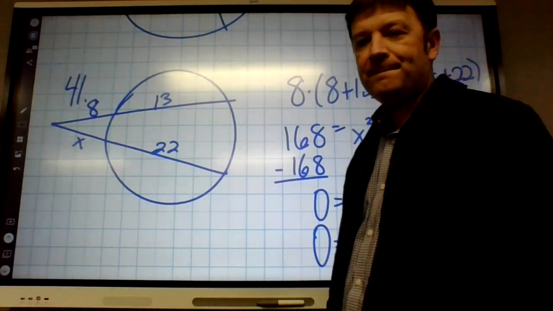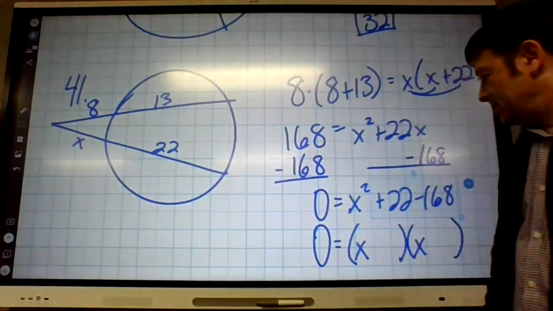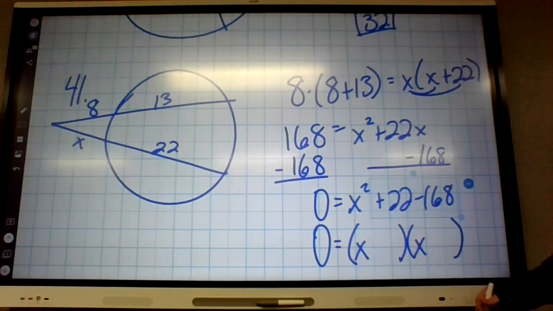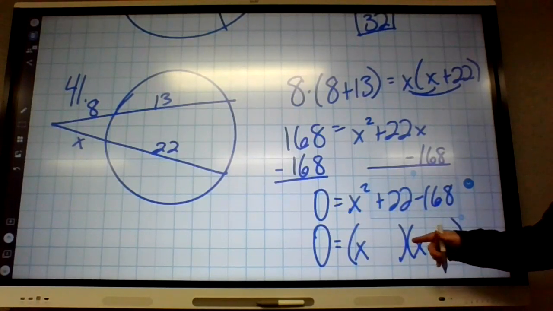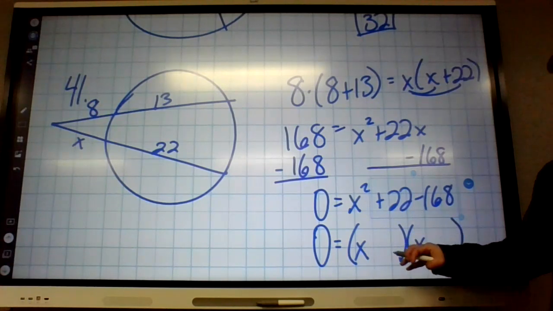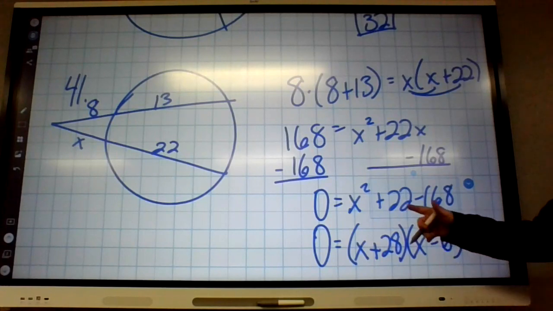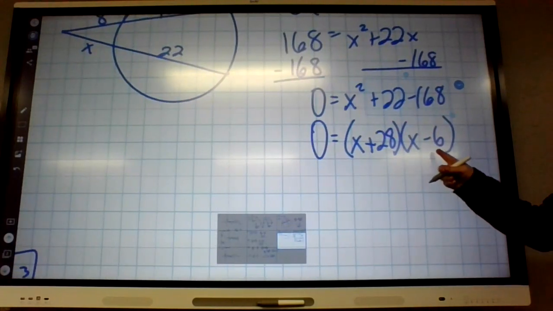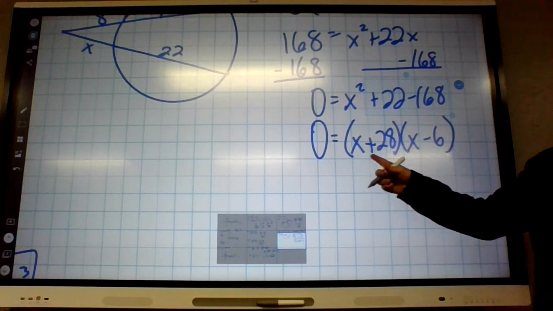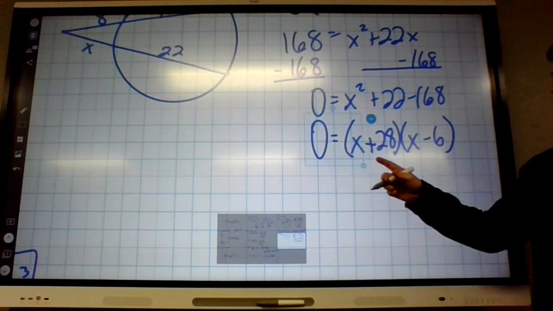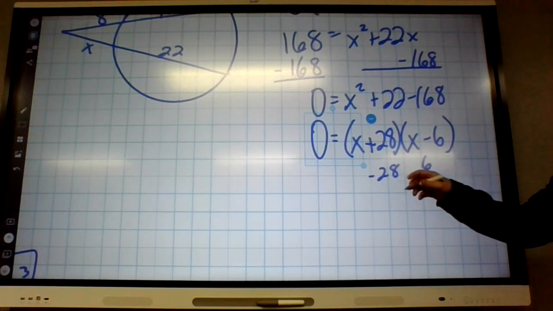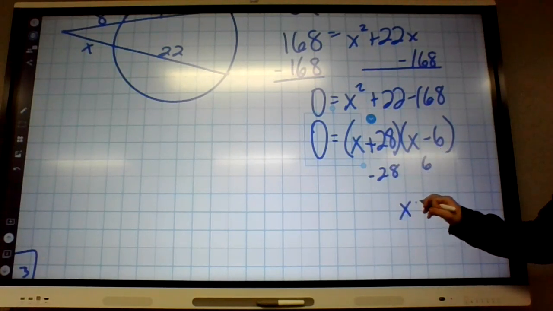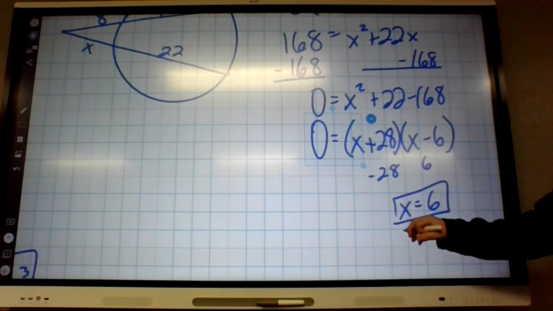It would be like 28 and 6. Okay, 28 and 6. Are you 14 and 12? Okay, 14 and 12 don't add up to 22. So how do we use 28 and 6? Positive 28 and negative 6. 28 minus 6 would add up to 22. Okay, so what x values would we need to plug into these factors to make them equal 0? Negative 28 and positive 6. Right, but because a negative doesn't make sense on these problems, it's 6. I got it correct.